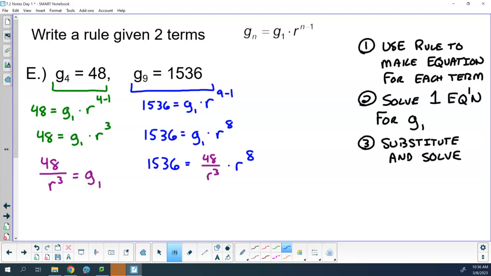The right side of this equation, what is it equal to? Left side is 1536. Right side is 48 r to the 5th. Yep, 8 r's on top, 3 r's on the bottom, there's 5 more r's on top. So it's 48 r to the 5th. I need to solve that equation for r.